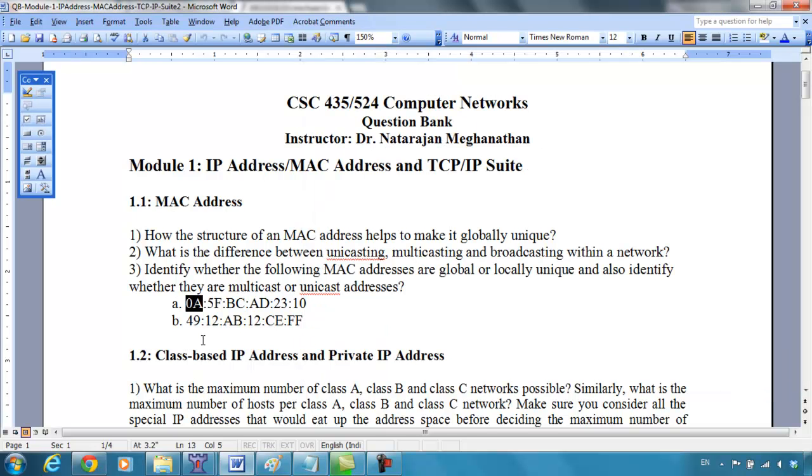Okay. Now, what's the difference between unicasting, multicasting, and broadcasting within a network? You should know this. Unicasting is sending from one machine to another machine. Multicast is from one machine to a subset of machines. Broadcasting means sending from one machine to every machine in the network.